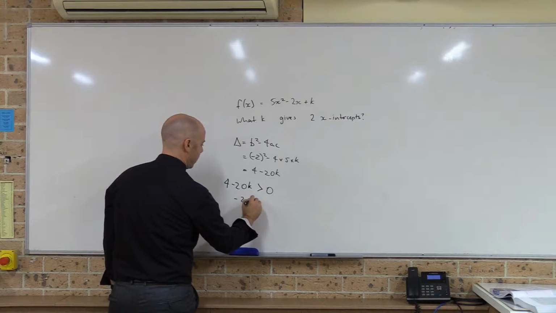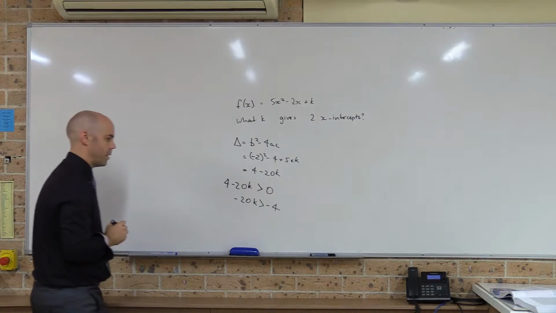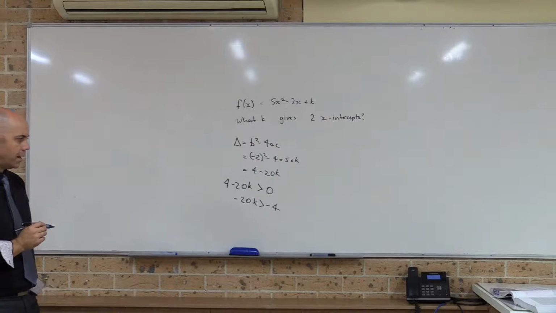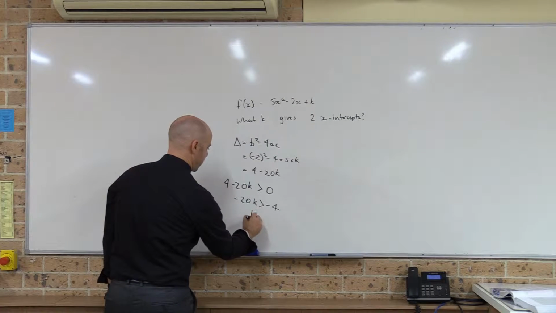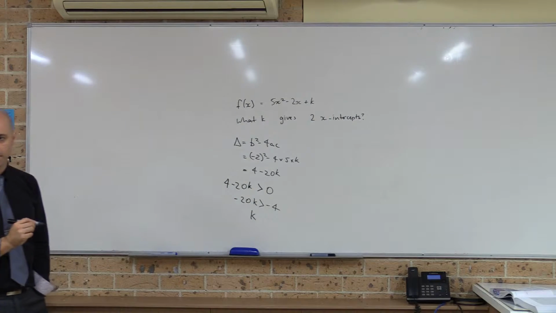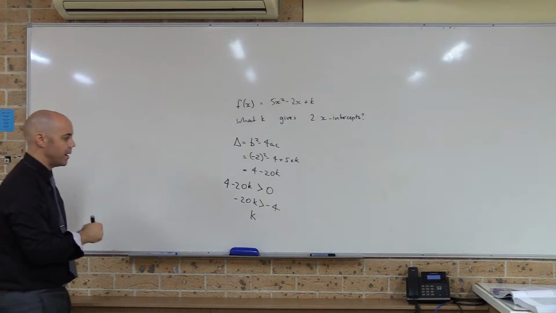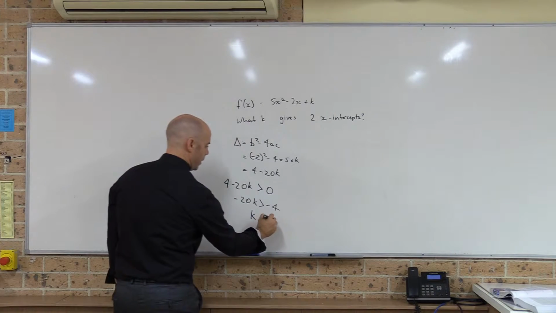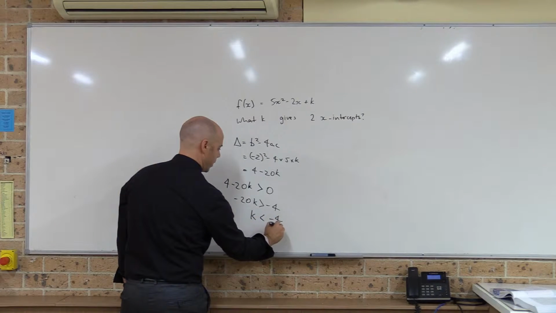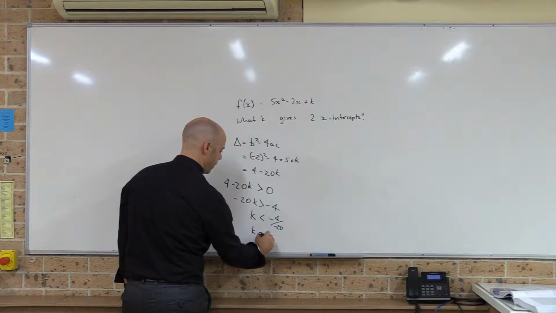Negative 20k is greater than negative 4, taking away 4 from both sides. Now get rid of the negative 20. Divide both sides by negative 20. What do I do to the inequality sign? Flip it. I flip it. Why? Because I'm dividing or multiplying by a negative number. In this case, I'm dividing. So I flip it. Negative 4 over negative 20 means k is less than 1/5.